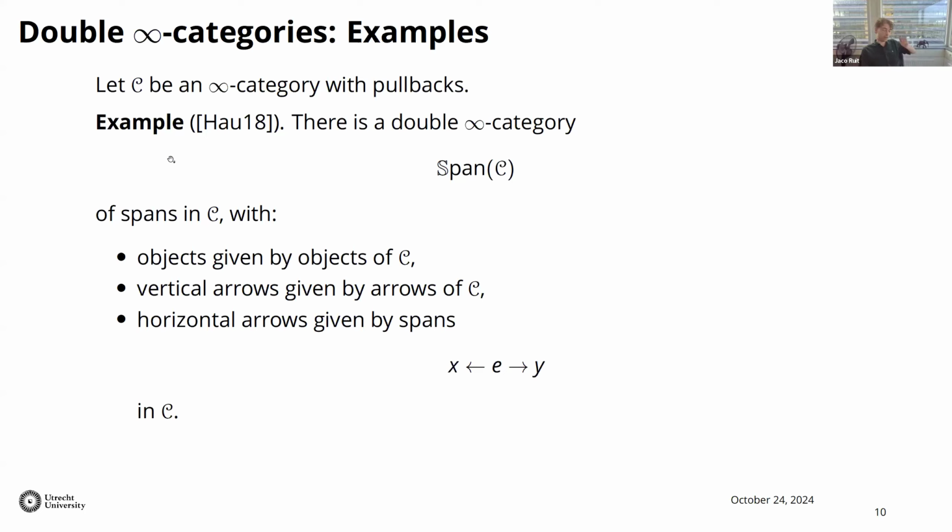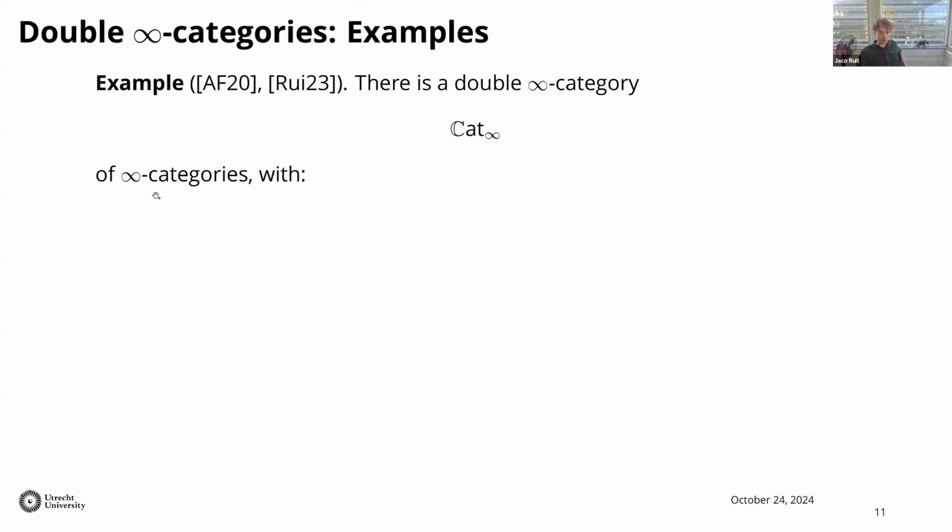And this example has been constructed by Rune Haugseng. So this is one basic example of a double infinity category. More advanced would be the following. You can construct the double infinity category of infinity categories, which is implicit in the work of Ayala and Francis, but you can see some recollection of this construction in one of my papers.